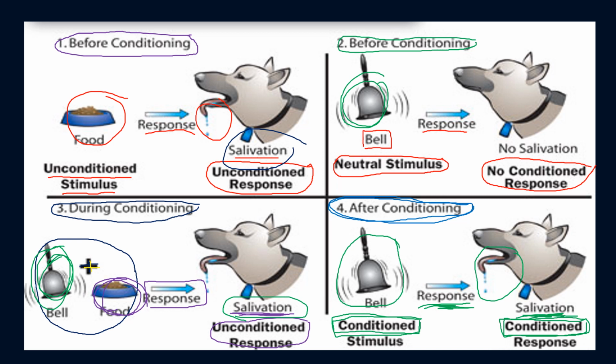So this was the stage at the end, after conditioning, that Pavlov was able to determine that you can condition responses, natural reflex responses that really shouldn't occur in these situations, to neutral stimuli. So the neutral stimulus became the conditioned stimulus, and the unconditioned response of salivation became the conditioned response.